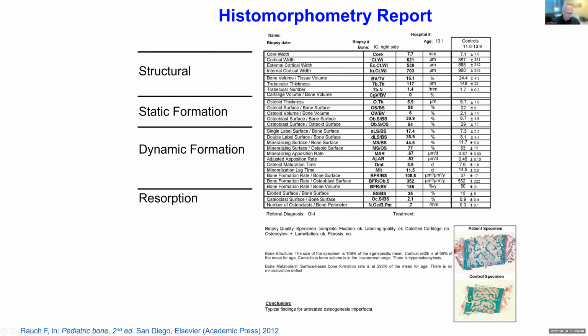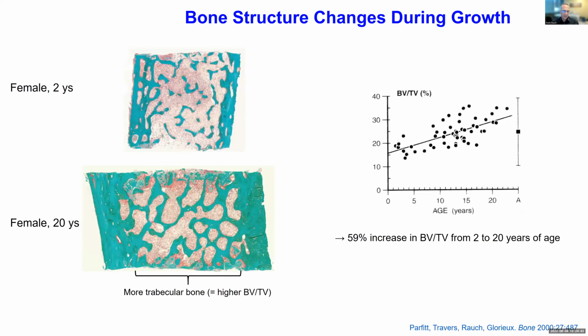So in the end of this presentation, I just want to show some basic results for histomorphometry. One important thing, at least in pediatrics, is that the size of the sample is age dependent, as is intuitive. So in younger children, the bone sample is smaller than in adults. So overall, we find an increase by about 50% or so between 2 years and 20 years of age.